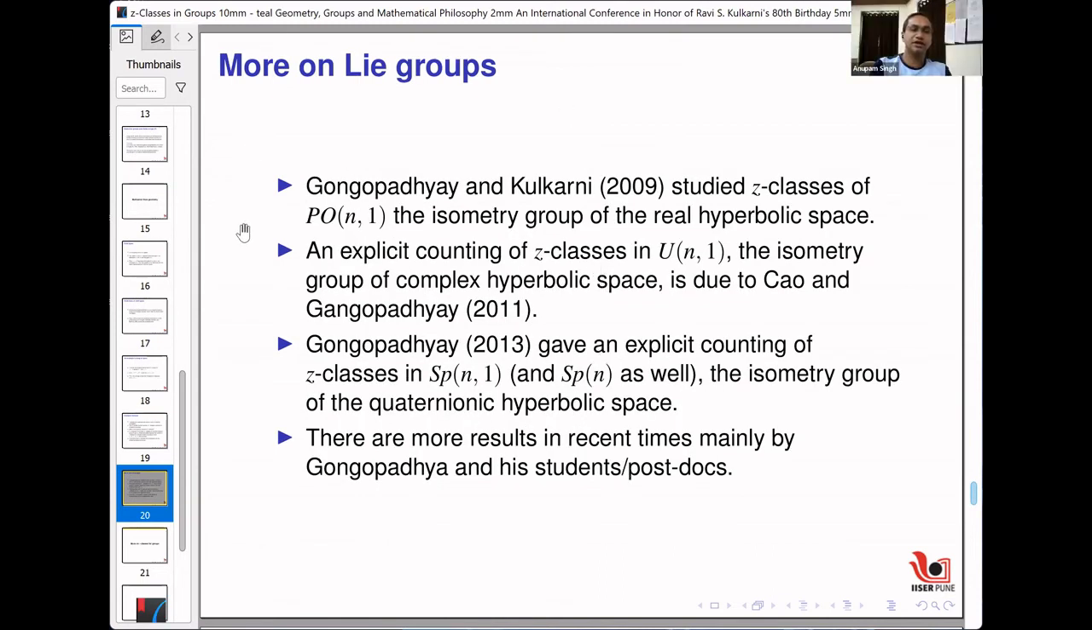There is a lot more work done by Krishnendu Gangopadhyay and Ravi Kulkarni and their students. I'm mentioning here some of them, not all of them. In 2009, they studied G-classes for the group PU(n,1), the isometry group of real hyperbolic space. Explicit counting of G-classes in U(n,1), the isometry group of complex hyperbolic space, is due to Chao and Gangopadhyay, 2011. Gangopadhyay in 2013 gave an explicit counting of G-classes in Sp(n,1), also in Sp(n), the isometry group of quaternionic hyperbolic spaces. There are many more results, as I said, by their students and postdocs and so on.